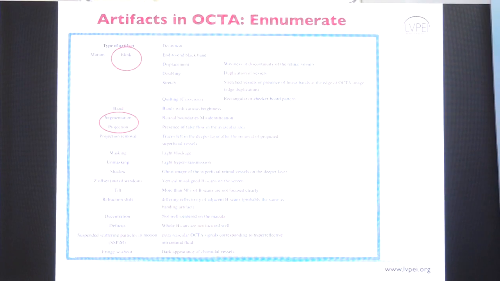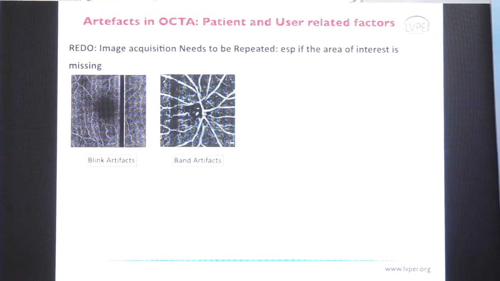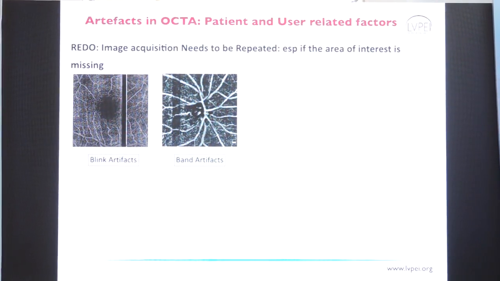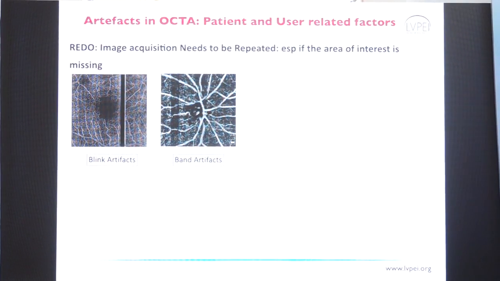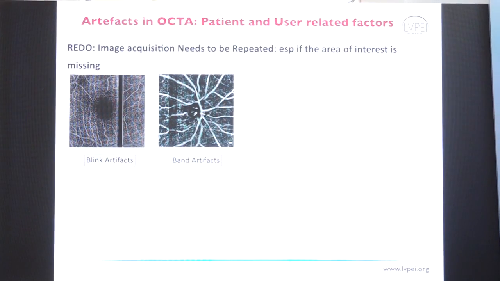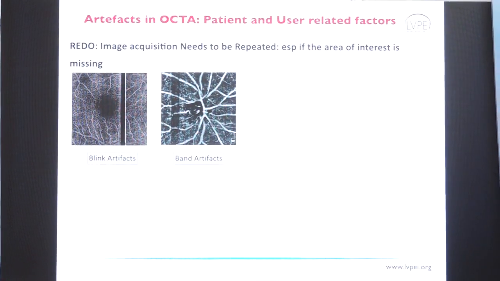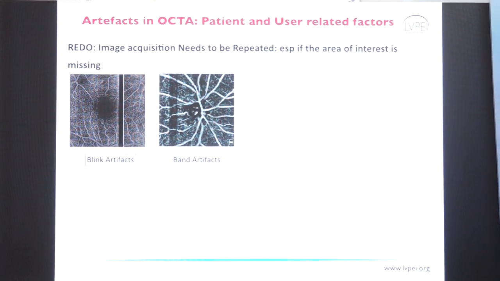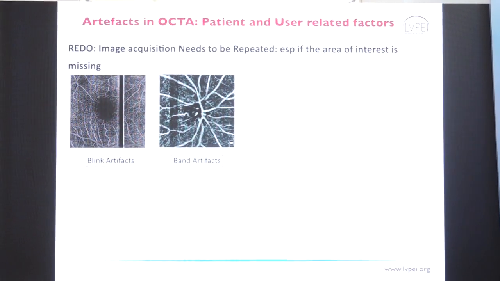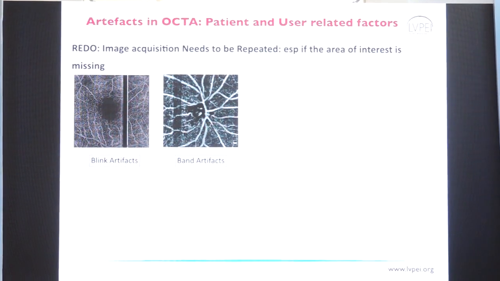So coming to artifacts, there is a long list of artifacts. I'll be touching upon some common ones. I'll start off with some of the artifacts which happen because the image acquisition was not appropriate or the patient was not cooperative. You can have a blink artifact, where a segment of OCT angiography images is missing in the center, or you can have a band artifact, where the patient moved during the scan being taken.